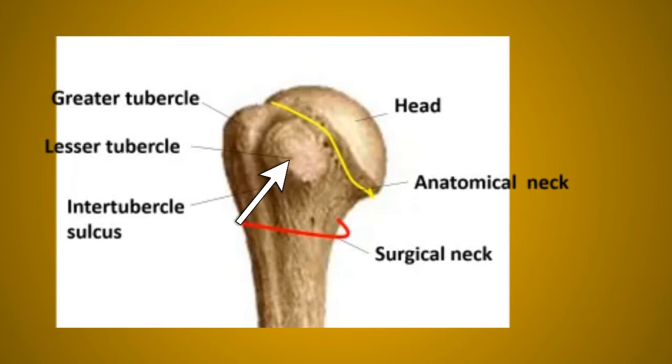Now next is the lesser tubercle. The lesser tubercle is an elevation on the anterior aspect of the upper end, while the greater tubercle is an elevation that forms the lateral part of the upper end. So you can even determine the side of the humerus bone by finding the greater tubercle, because it is present at the lateral part of the upper end of the humerus bone.